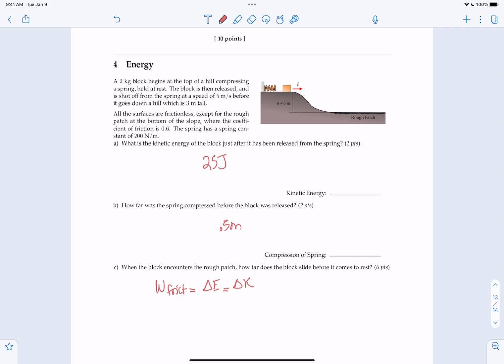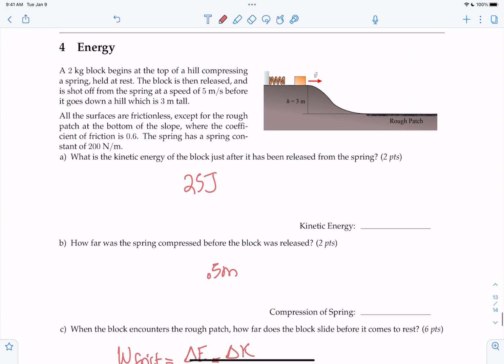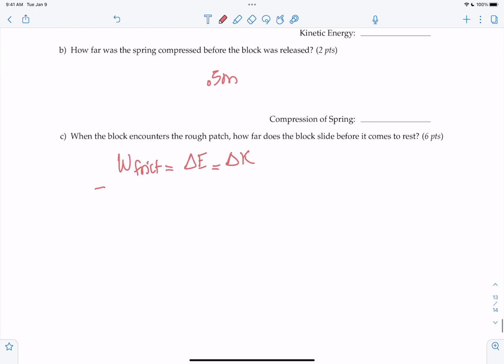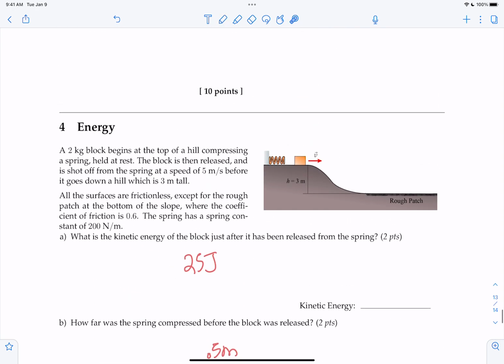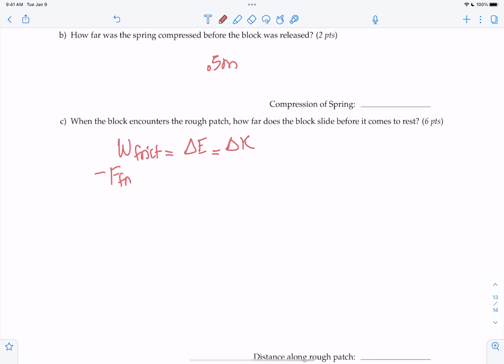Now, for work done by friction, it should be the frictional force. They give a coefficient of friction, so we can probably use mu times Fn. Yep, because this is kinetic friction, since you're sliding the block along this rough patch. So negative F friction, or my bad, I want to add a negative at the beginning. You'll see why it's negative in a sec.